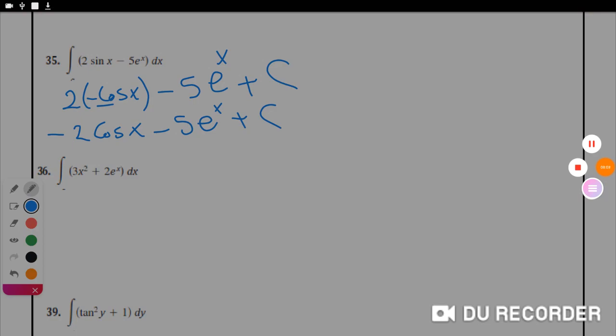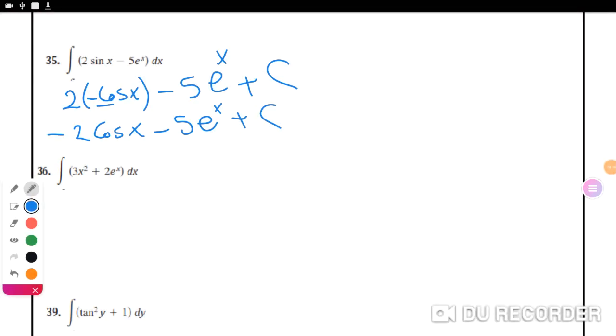If I'd like to make sure of my result, I have to differentiate. It will be negative 2 multiply, what is the derivative of cosine? Negative sine, and then we have negative, it will be positive 2 sine x. Here, the differentiation of negative 5 multiply the differentiation of e to power x, it will be e to power x. Okay, I think it's so easy. You don't need to repeat.